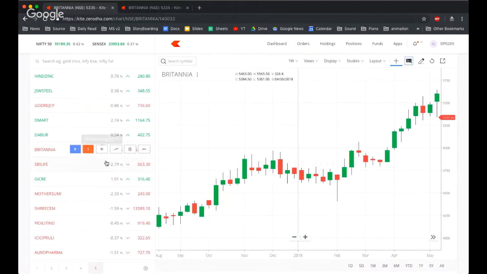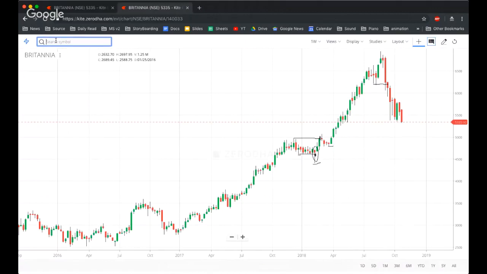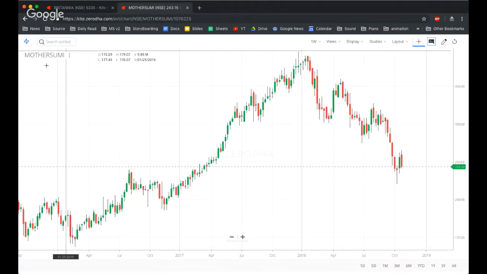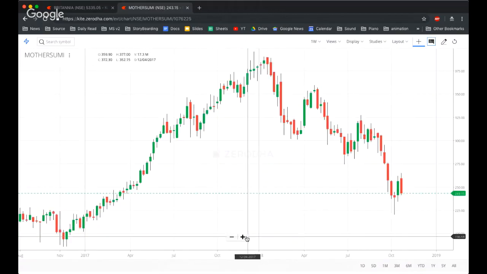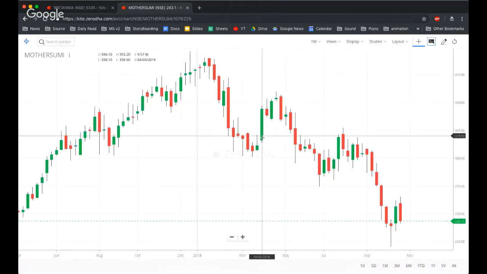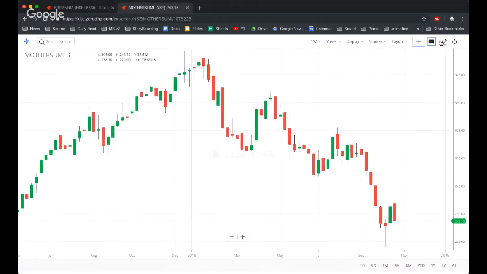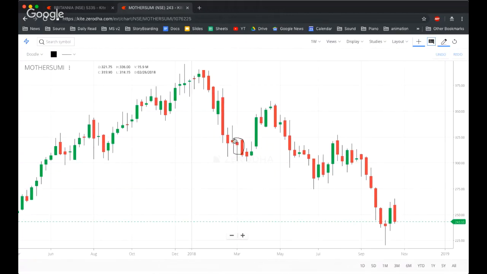SBI Life, or let's see Motherson Sumi. Have we seen it? No, we've not. So let me show you a lost trade. The Motherson Sumi gave us a lost trade. Let me show you how that is. So this is a hammer right here, and this is the swing low. There's a swing high. We would have bought here, initial stop loss here, moved the stop loss here and got stopped out. So your entry right here, stop loss here, small loss, but it is a loss.